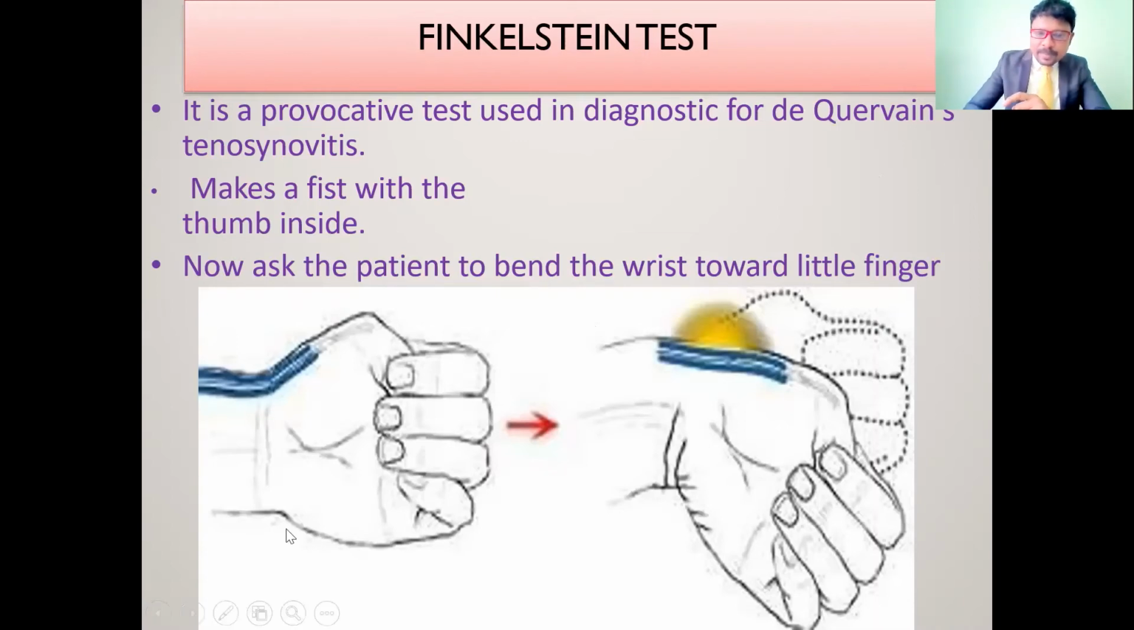For someone with pain in the wrist joint, place the wrist in the mid-prone position, with the thumb flexed in opposition, and ask them to flex all the fingers, making a fist. Stabilize, and ask them to do ulnar deviation, bringing the wrist down. If it leads to severe pain here, it indicates a positive test for tenosynovitis. So this test is called the Finkelstein test.